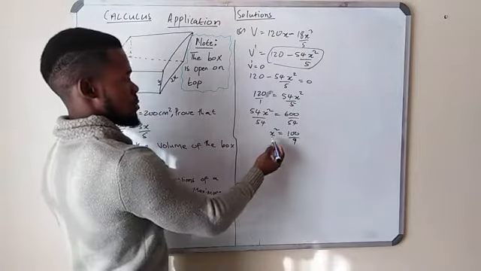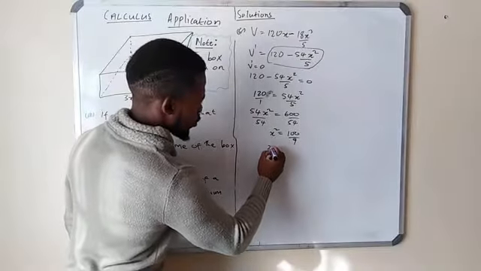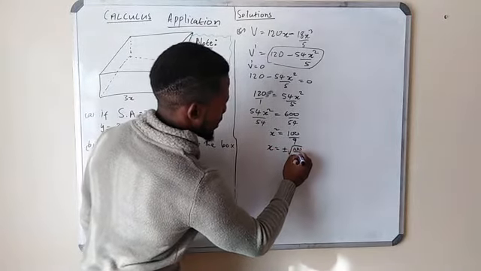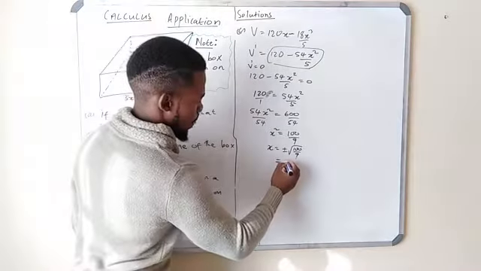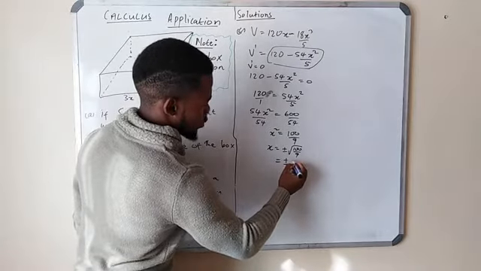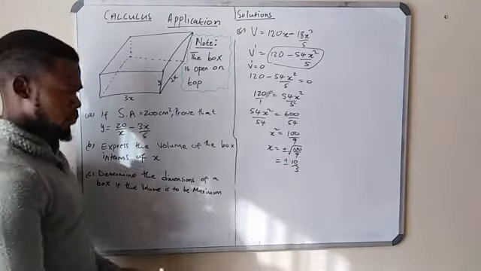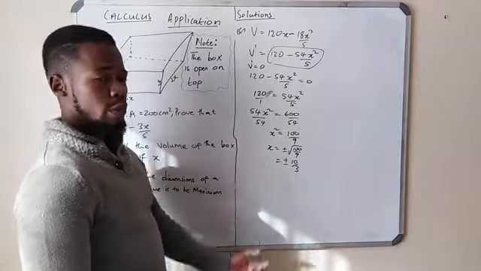Remember, we are solving for x here. So x is equal to plus or minus the square root of 100 all over 9, which will give us plus or minus 10 over 3. But in this case, we are going to take the positive one. We're going to take the positive answer.